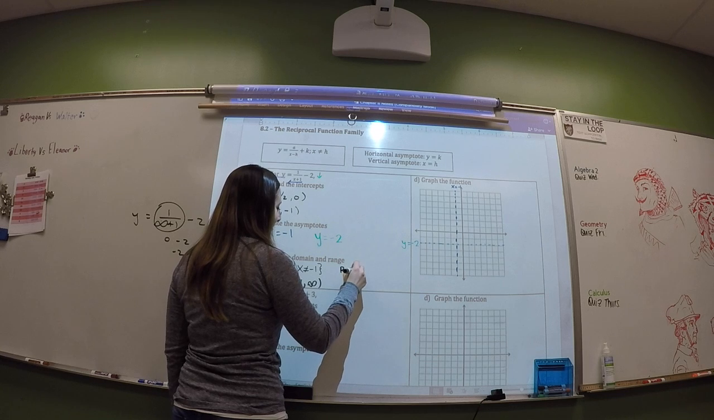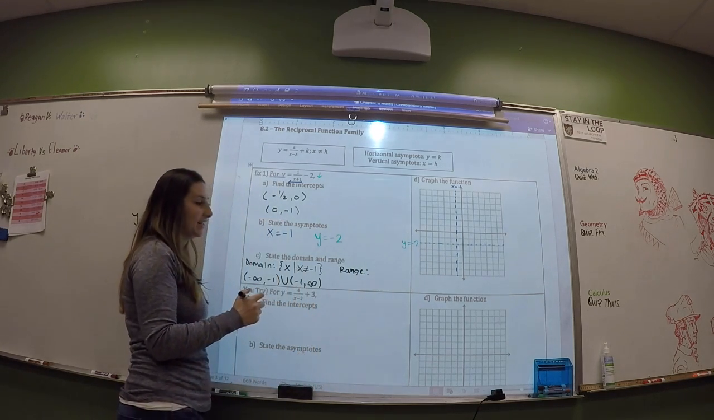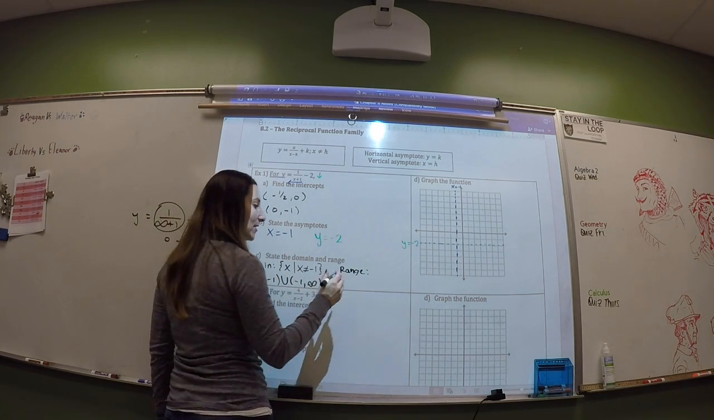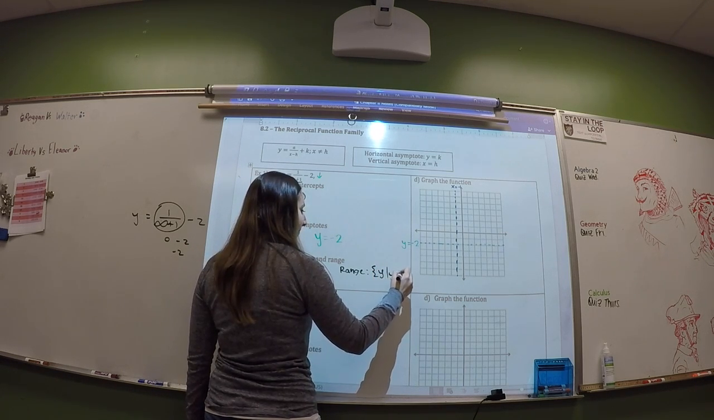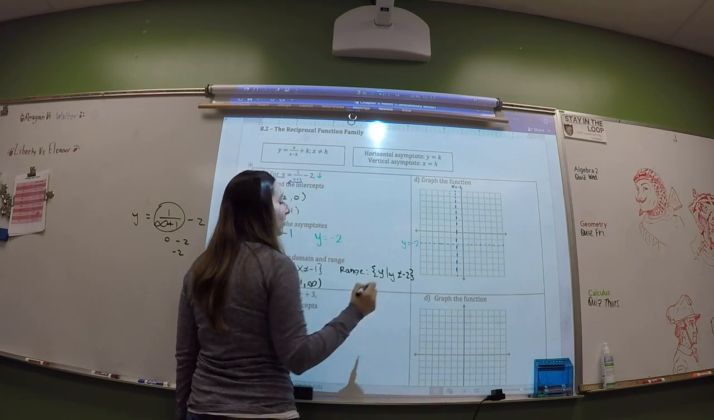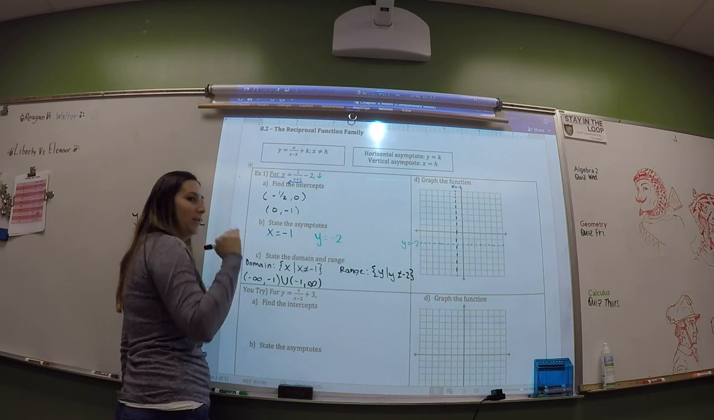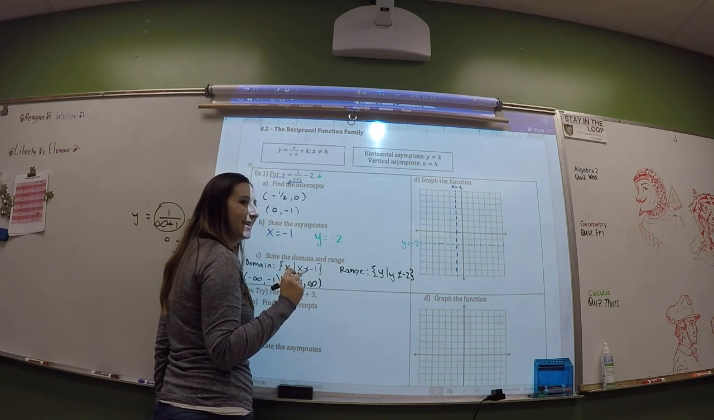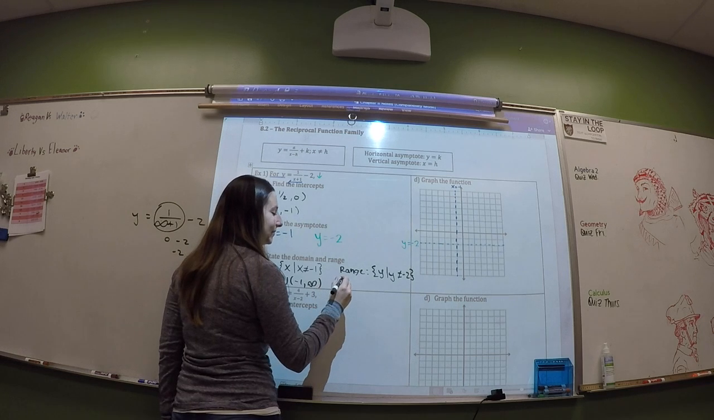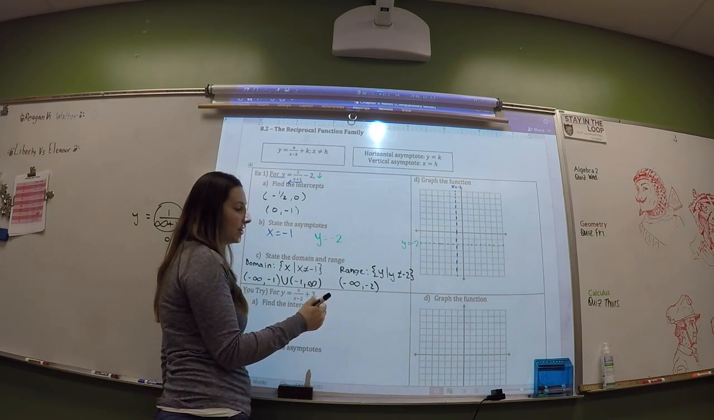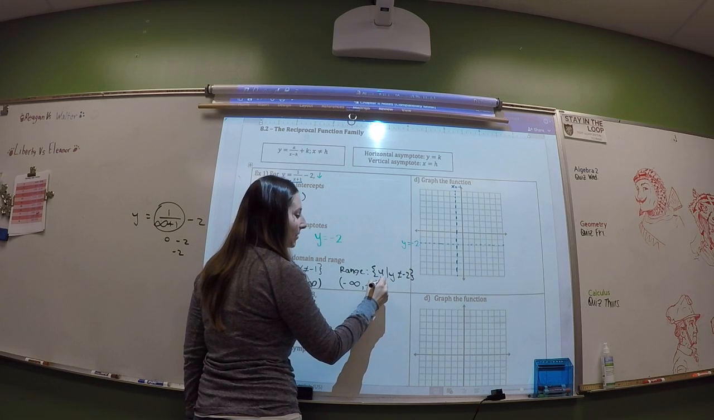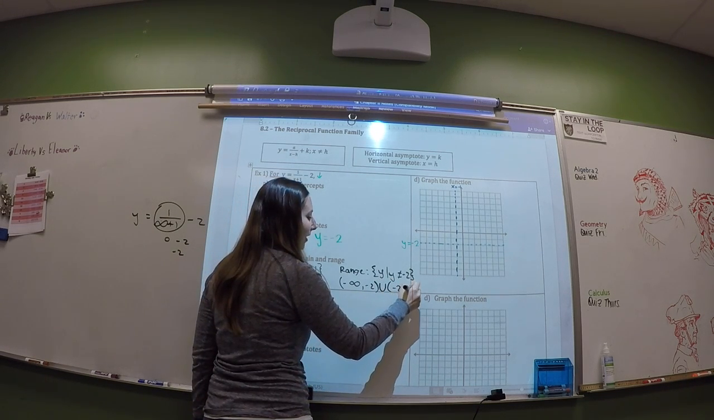Okay, now our range is gonna be similar. For range, we have to talk about y's. Write y in a line, in a full sentence: y is not equal to negative 2. There you go. In interval notation, we want to include everything up to negative 2, and then everything after negative 2.